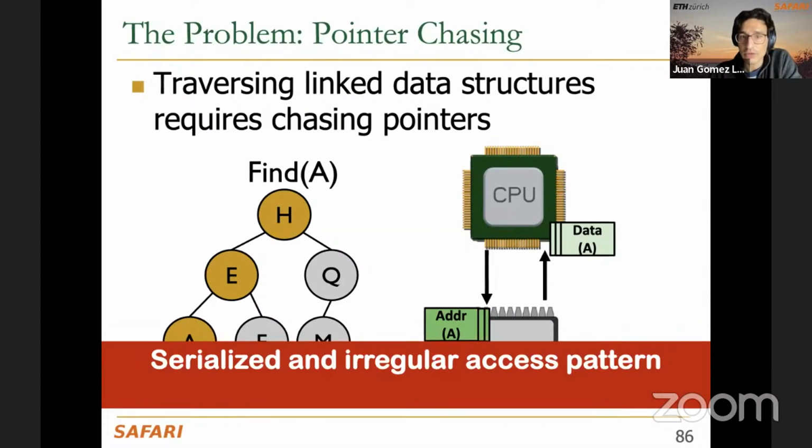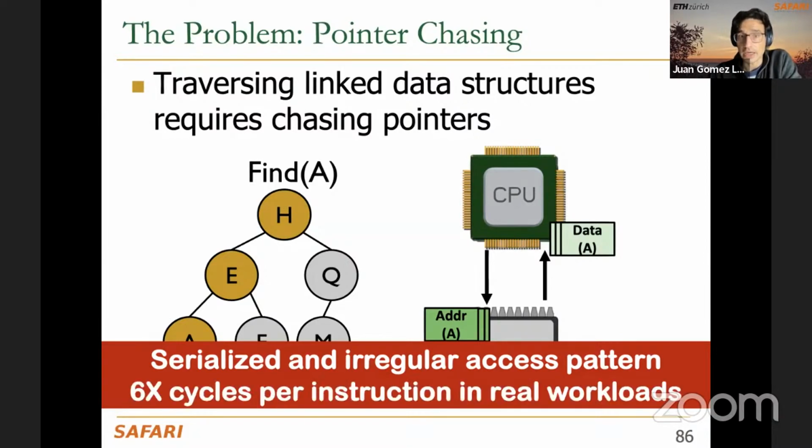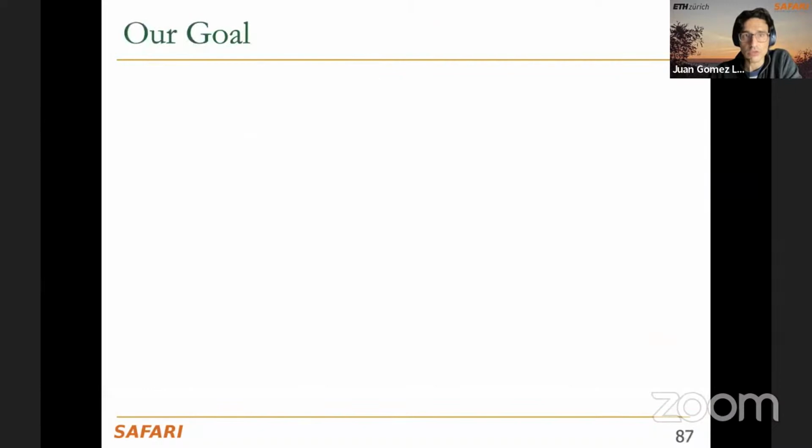So we have serialized and irregular access patterns, especially because these trees might have an irregular data structure. It's likely that we will have irregular access patterns, so we cannot benefit so much from the spatial locality. And in the end, these workloads might increase the number of cycles per instruction by up to 6 times, as we saw in the motivation of this work.